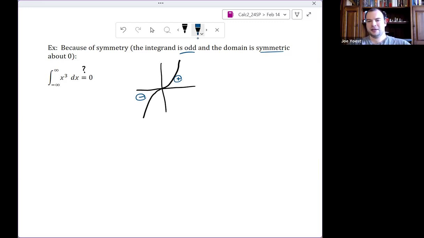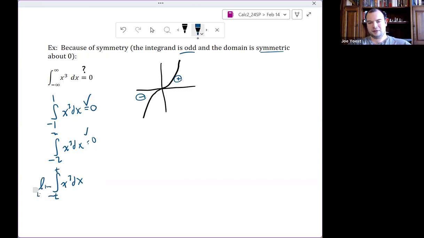In other words, if I integrated minus 1 to 1 of x cubed dx, that's 0. That does work. If I integrated negative 2 to 2 x cubed dx, that's 0. That does work. In fact, if I integrate negative t to t x cubed dx, and take the limit as t goes to infinity, that's just the limit as t goes to infinity of exactly 0, which is 0. I mean, these are all in blue here. These statements are all true statements.